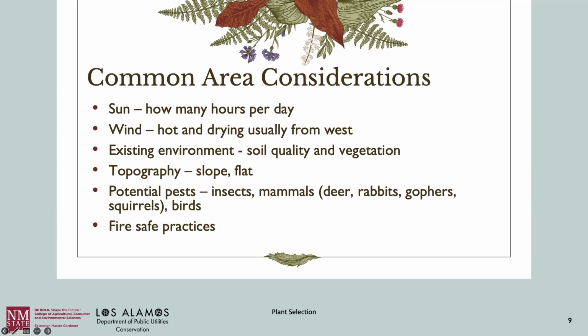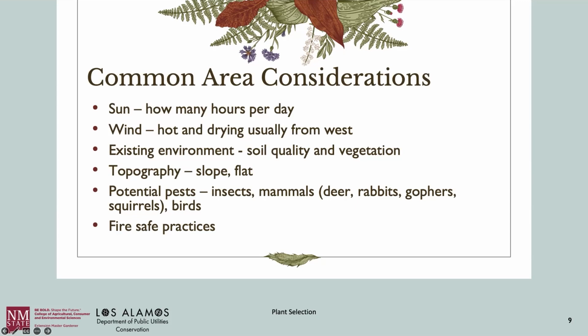Okay, so we have these different areas, and each area has a set of considerations. It tells you how much sun this particular area gets. It can tell you how much wind it has. It has existing environment, soil quality. All of you have obviously, by this point, taken your soil samples and sent them off to be analyzed. And also, if you have any vegetation that you want to keep, you know that it's there.